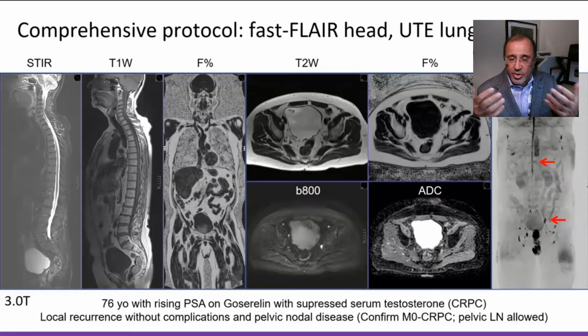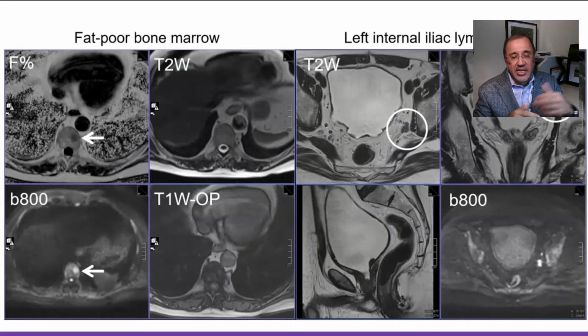The comprehensive protocol then allows you to interrogate both of those abnormalities, and one of them on your left is an island of fat poor bone marrow, and on your right you can see that pelvic lesion in fact represented left internal iliac lymph nodes.